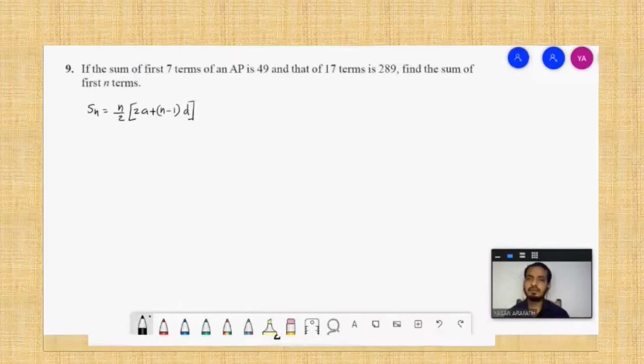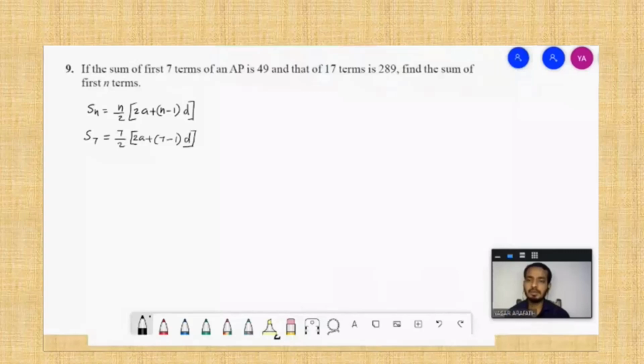Here it is given that the sum of the first 7 terms is 49, so we write S7. Applying the formula, this will be 7 by 2 into (2a plus (n minus 1)d). We don't know a, so we write 2a. We know n, so n minus 1 becomes 7 minus 1, times d. We don't know the common difference d.